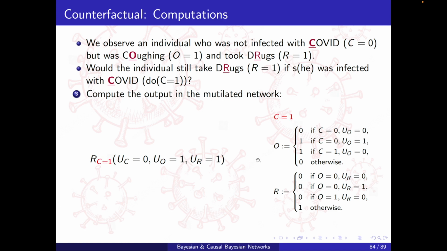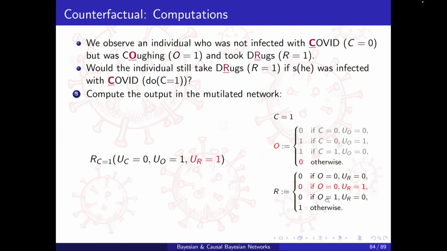Well, this time I have, first of all, C equal to 1. I'm forcing C to be 1. So I will remove the equation, replace it with this. And then I will move to the next part. I have to calculate the value of O. I know U of O is 1 here, and C is 1. So it's not the second one, it's the third one. So the value of O will be 0.